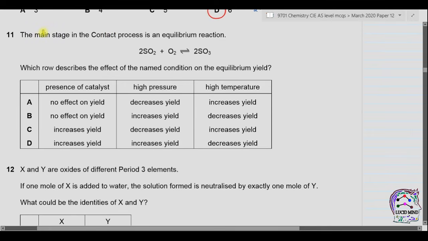Question number 11. The main stage in the contact process is an equilibrium reaction. SO2 reacts with oxygen and forms SO3. Which row describes the effect of the named condition on the equilibrium yield? So now we have to find out whether the yield of this chemical reaction is increasing, decreasing, or remaining the same. First one is the presence of a catalyst.